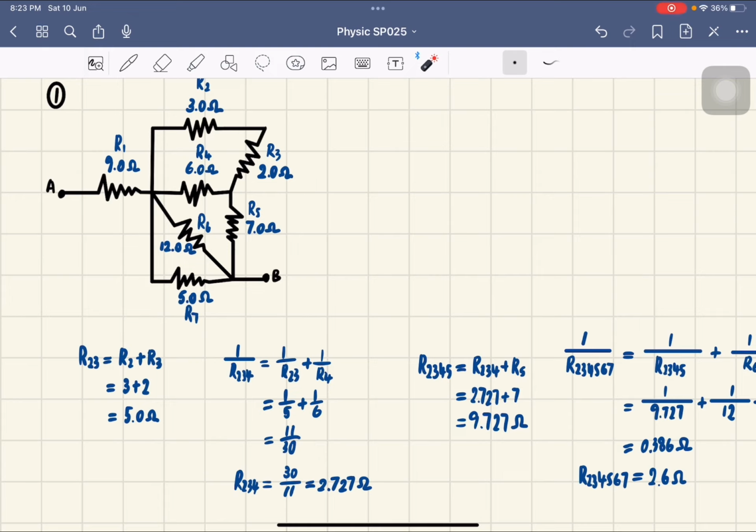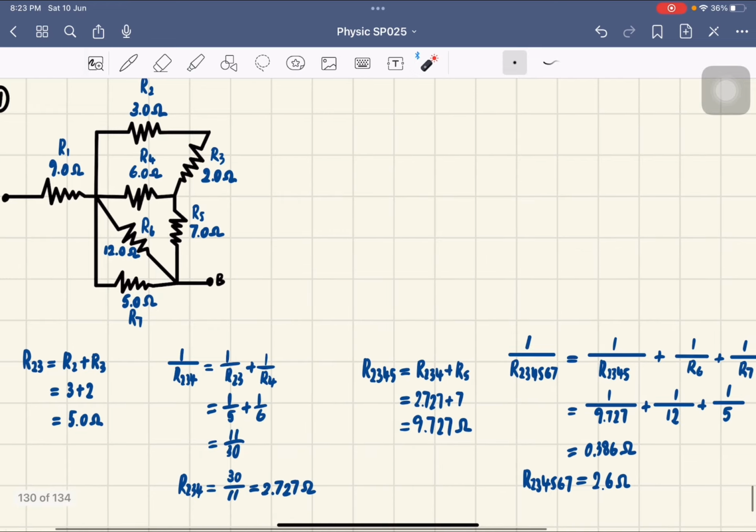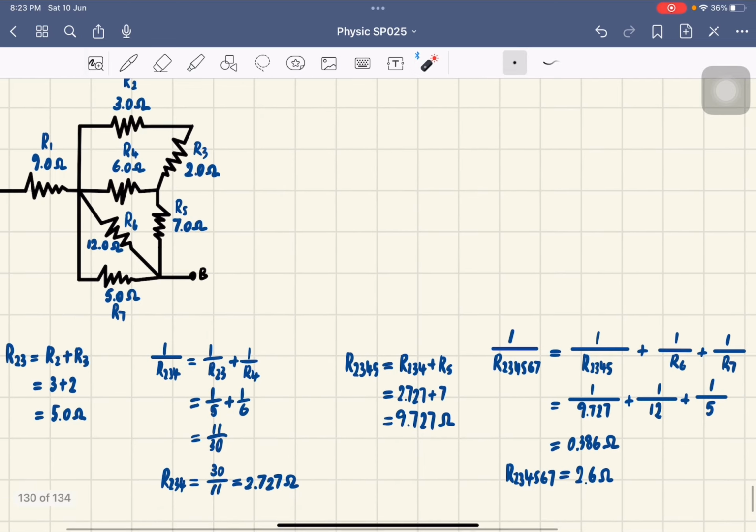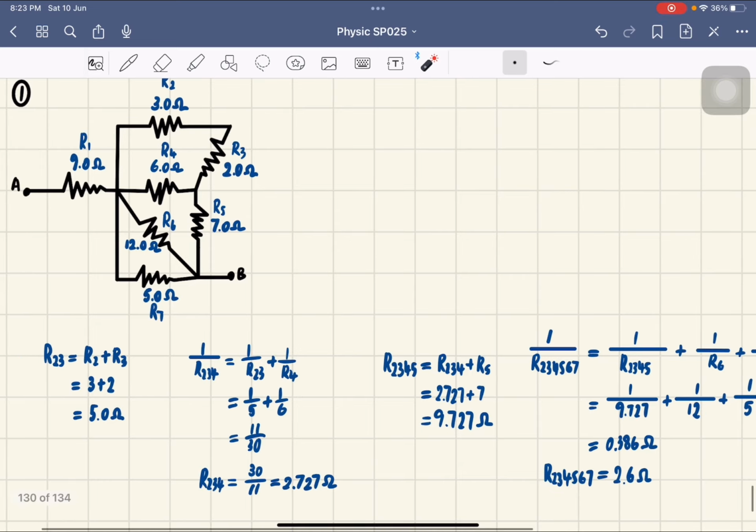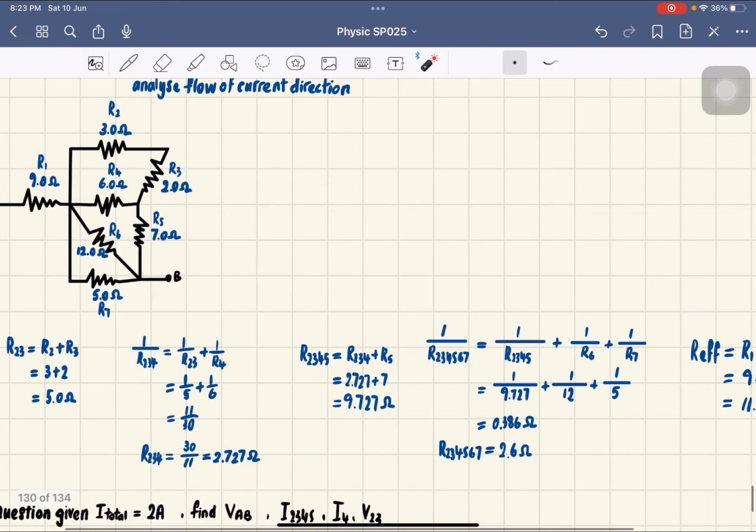R2345. So R2345, R6 and R7 are arranged in parallel. So using the parallel formula, we can find the R23456 equal to 2.6 ohm. Then finally, we already combined R2, R3, R4, R5, R6 and R7 into one, which is R234567.